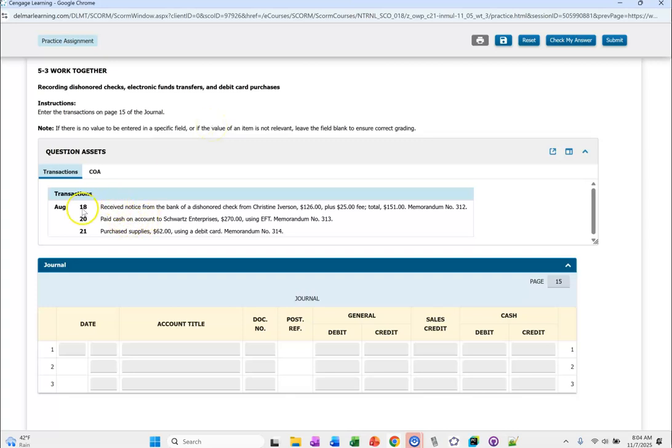All right, our transaction, August 18th is the first one, so let's do that, August 18, and then we have the 20th and the 21st. Might as well write those in there. Received notice from the bank of a dishonored check from Christine Iverson, $126 plus a $25 fee totaling $151. Memorandum number 312.